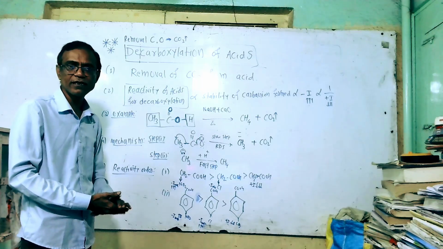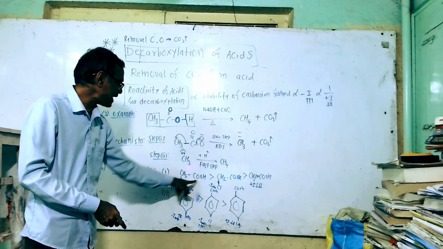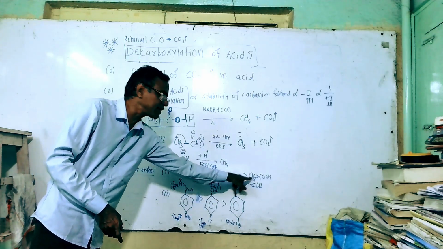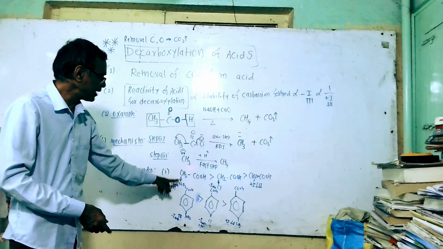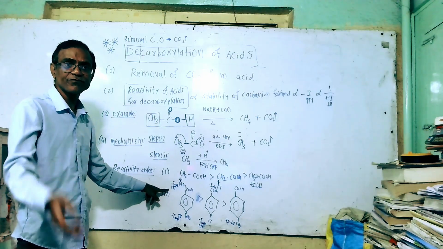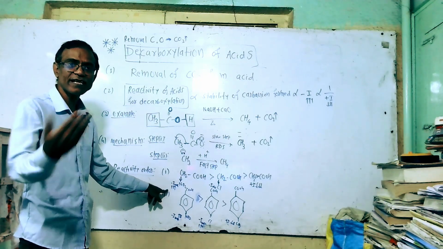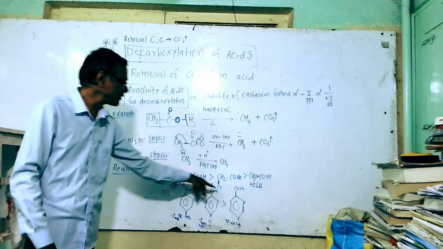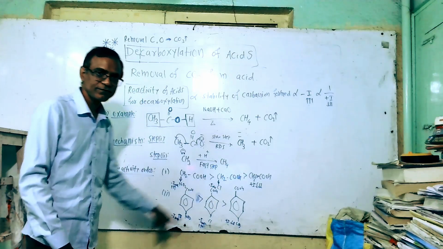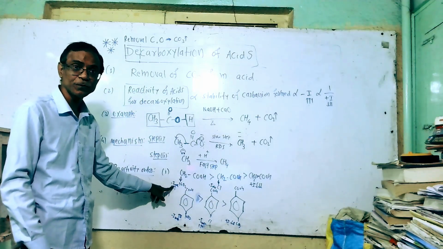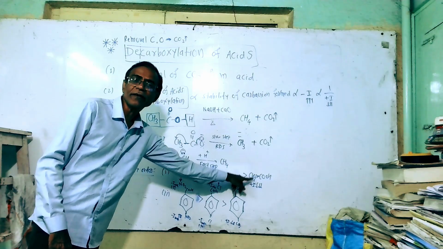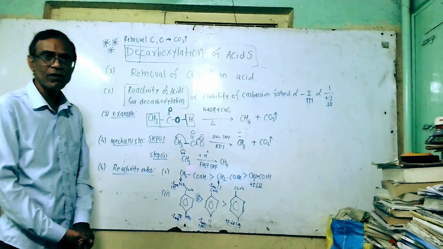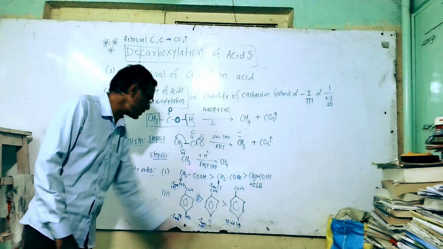I can write down directly. This is acid containing NO2. This is acid containing chlorine group. This is acid containing methyl group. NO2 group, as you know, shows minus I effect. By minus I effect, it increases the reactivity of acid. Minus I effect is less for chlorine, more for NO2. And methyl group shows plus I effect. It decreases the reactivity of acid for decarboxylation.